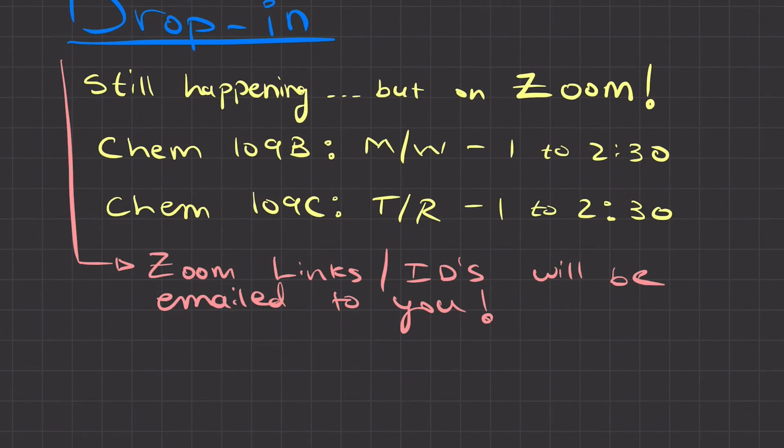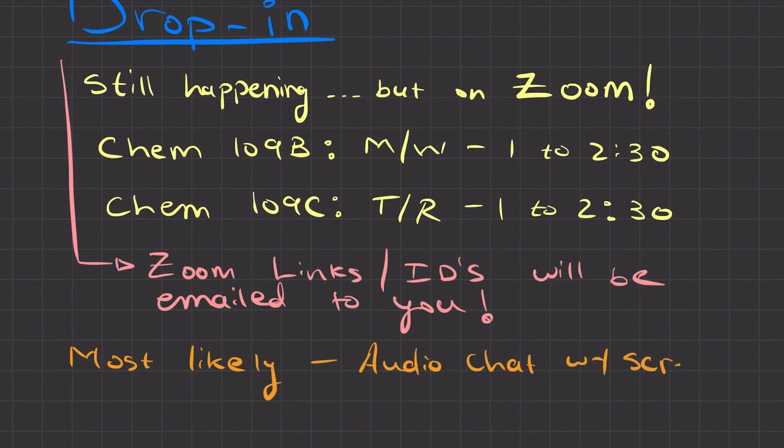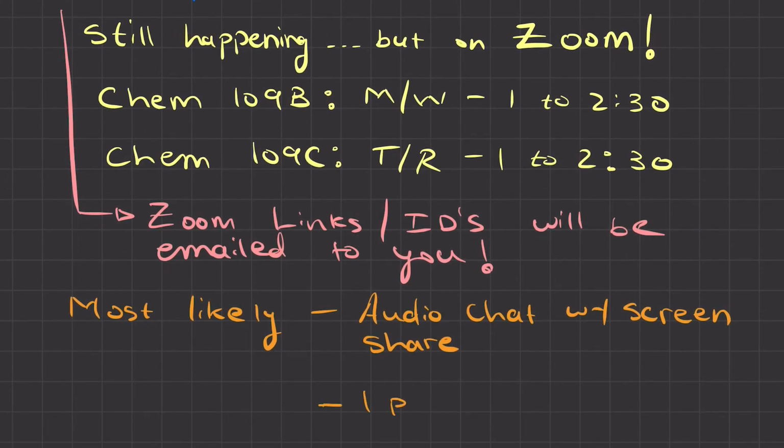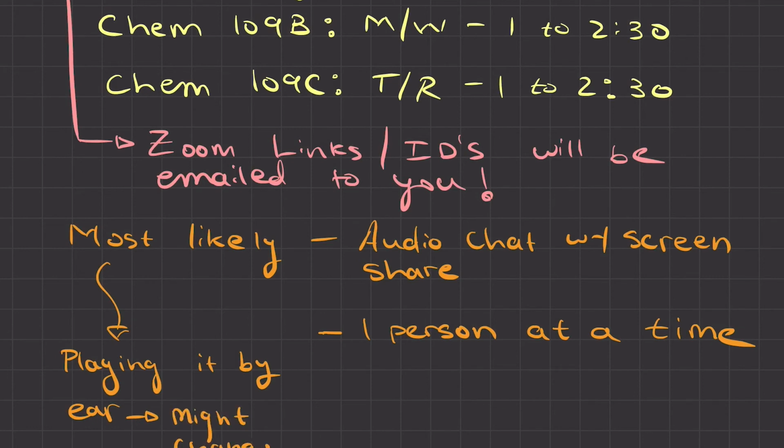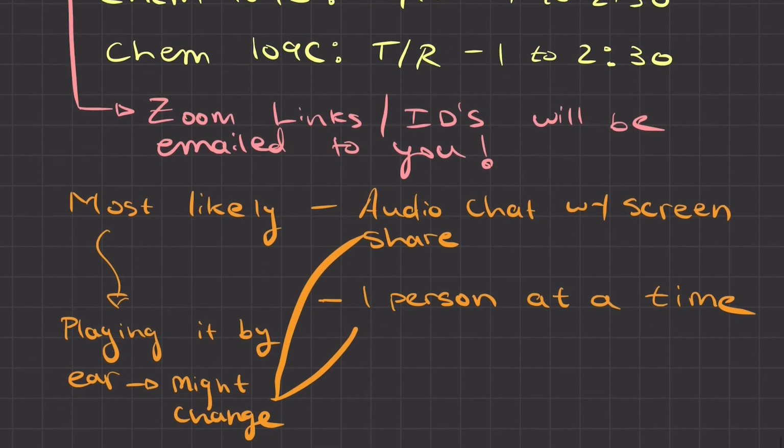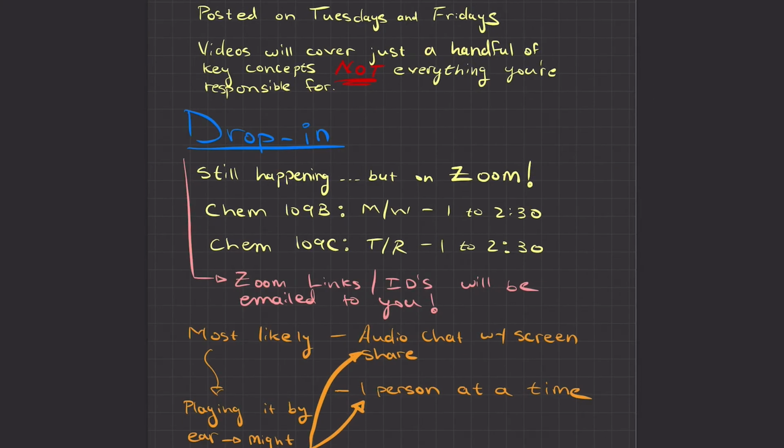How are these drop-ins actually going to function? Most likely, we're going to be doing audio chats and screen shares, right? So I can see your screen, you can see my screen, we can talk to each other, you can share a problem, I can share a solution. And we're probably going to be doing this one person at a time. And so if there's 10 people in drop-in, they'll be queued up in the time that they came in. And then I'll go to you one at a time and we'll answer each other's questions, or probably just your questions. Okay, we're going to play this by ear because things might change. I might find a more efficient way to do this. Who knows? A lot of these things might change.